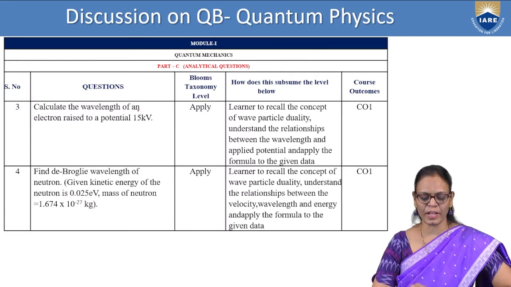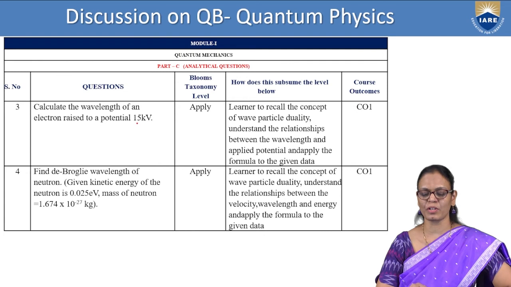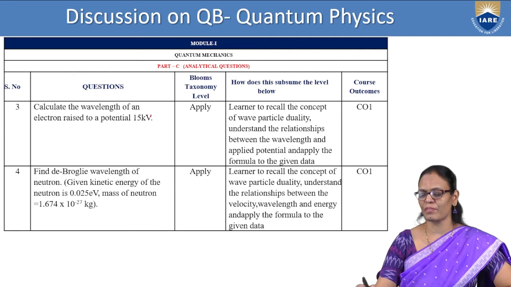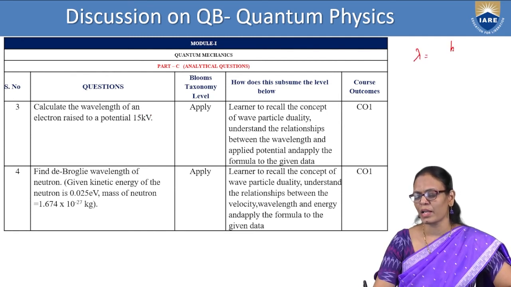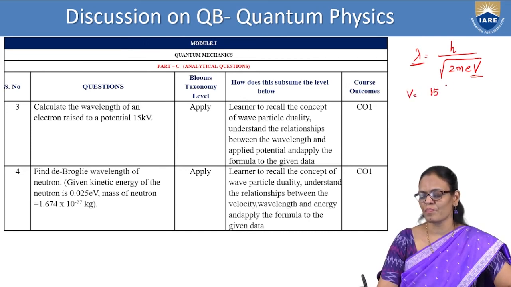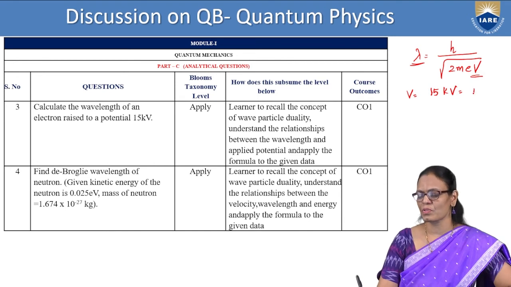Next, calculate the wavelength of an electron raised to a potential of 15 kilovolts. So which formula will we use here? Lambda is equal to h upon under root 2 MeV, because we have to calculate the wavelength and we are given the voltage. The potential is given as 15 kilovolt, so here you have to convert to volts because it is given in kilovolt. The standard unit in the SI system is volt. So we will convert it into 15 into 10 power 3 volt.